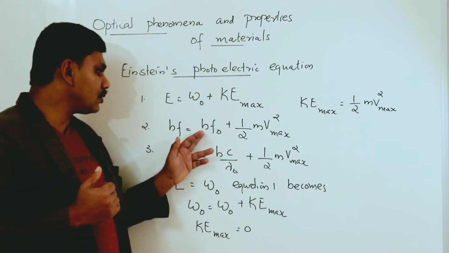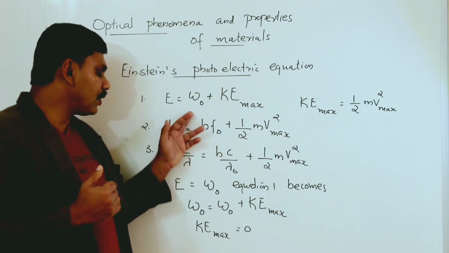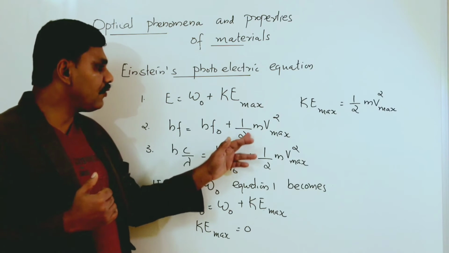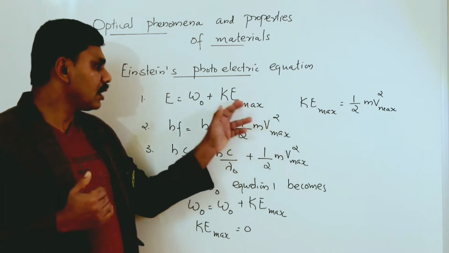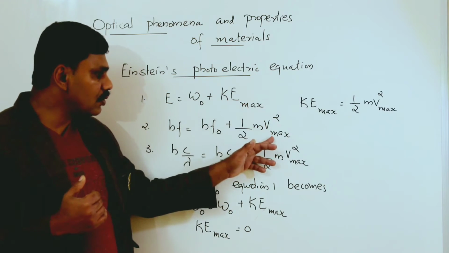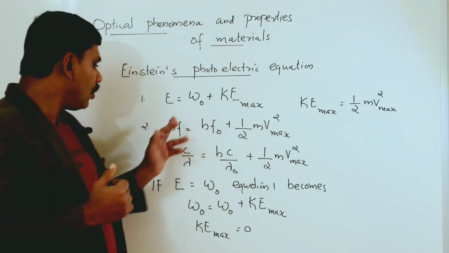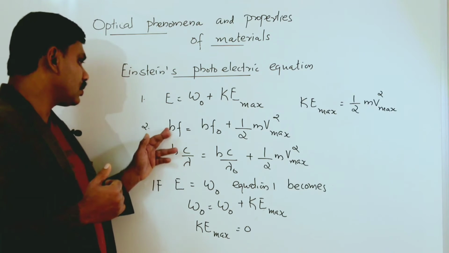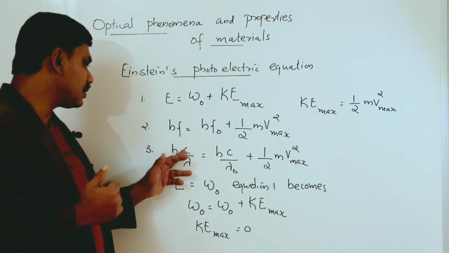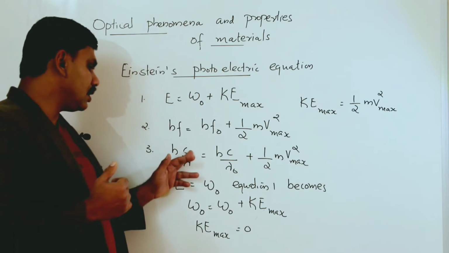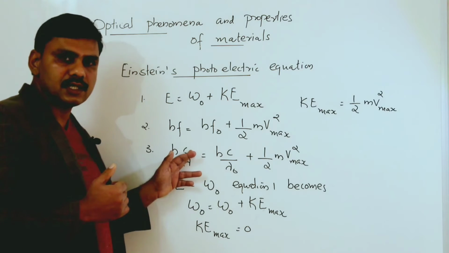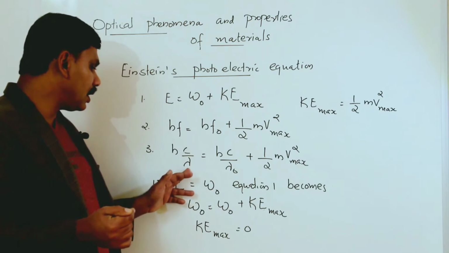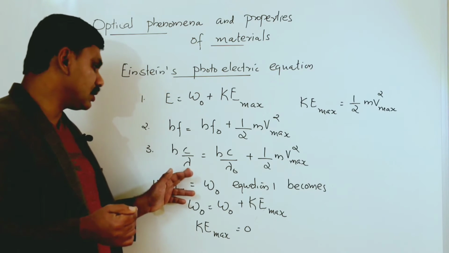Work function, as you already learned, work function equal to hf0, kinetic energy maximum, that is half mv max square. Kinetic energy maximum means velocity also will be maximum. Or in terms of wavelength, you can write the same equation. So instead of f, that is c by lambda. c is the speed of electromagnetic radiation, that is 3 multiplied by 10 to the power 8. Lambda is the wavelength of electromagnetic radiation.